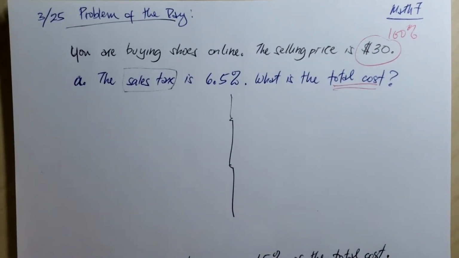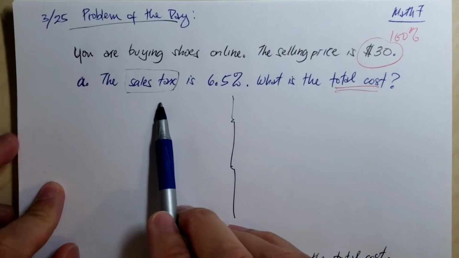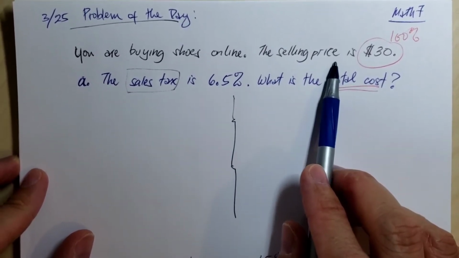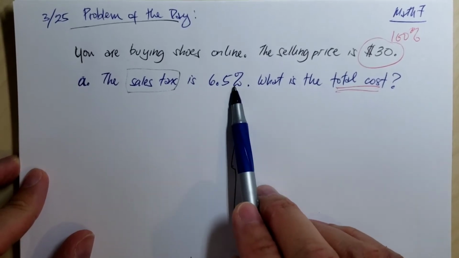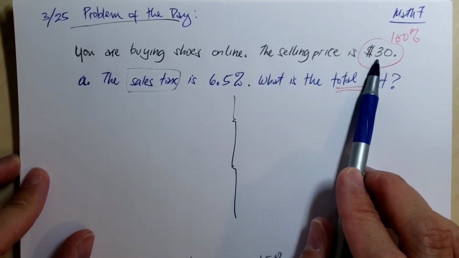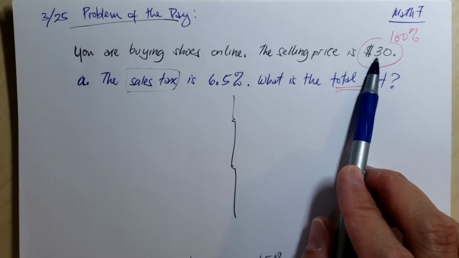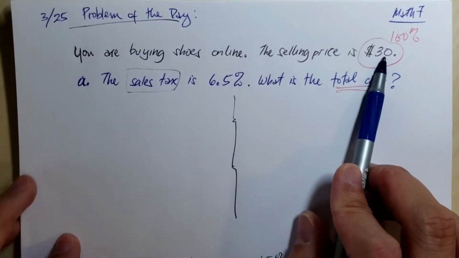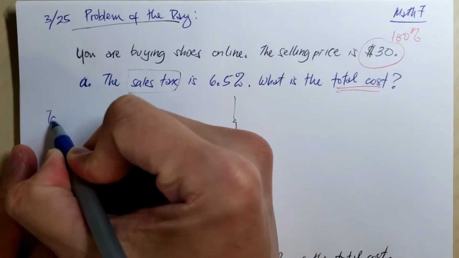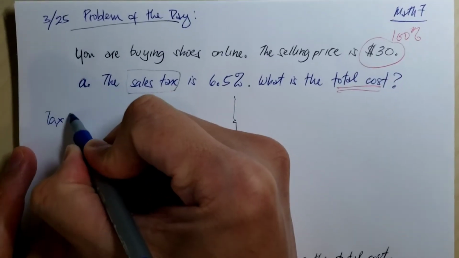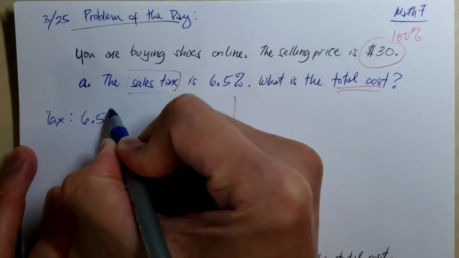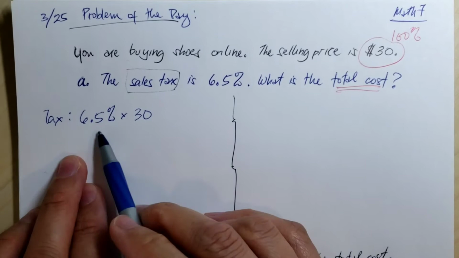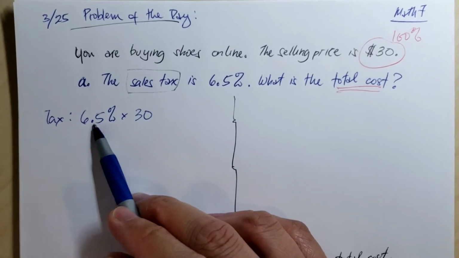So the first one is to figure out what the sales tax is. So what do we do with the sales tax to the selling price? We're going to get 6.5% of $30, and that will be the tax, and we're adding that to the selling price. So the tax is 6.5%. Multiply that to the selling price. Now it's easier if you change this into a decimal.